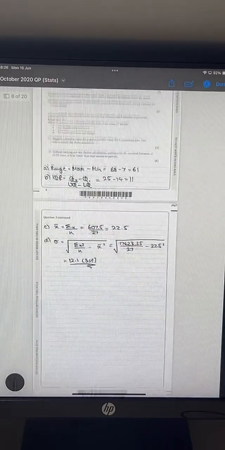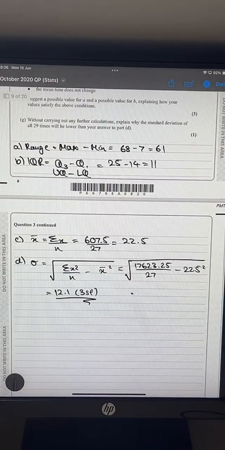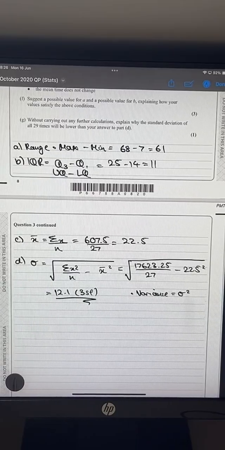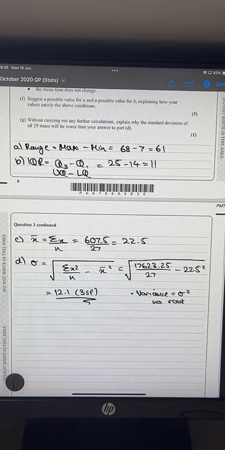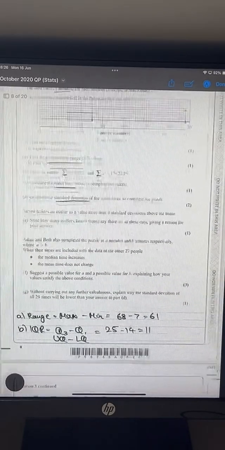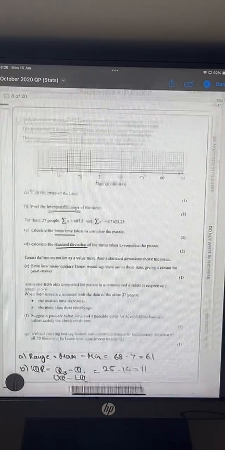And you guys need to remember that variance, I'm just going to put this as a side note, variance is equal to sigma squared, right? So for that one, you don't do the root if they ask you to calculate the variance. So nice ABCD, nice easy marks.